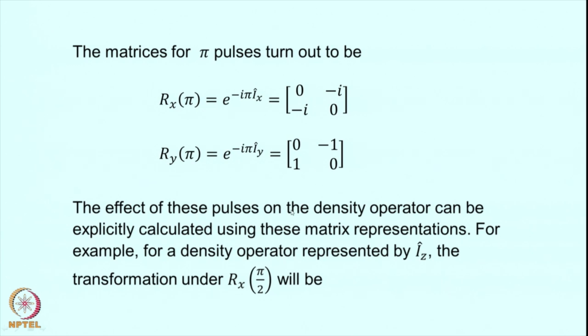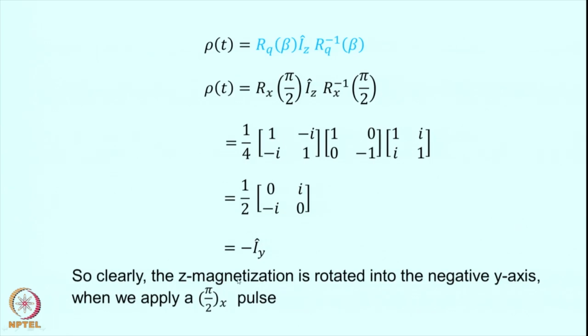The effect of these pulses on the density operator can be explicitly calculated using these matrix representations. So for example, for a density operator represented by Iz, this is the easiest example to take. So we take the equilibrium density operator represented by Iz, and we will calculate the effect of Rx pi by 2. Is it actually a rotation? Now we will actually demonstrate that this pulse does make a rotation. Okay, how do we show that?